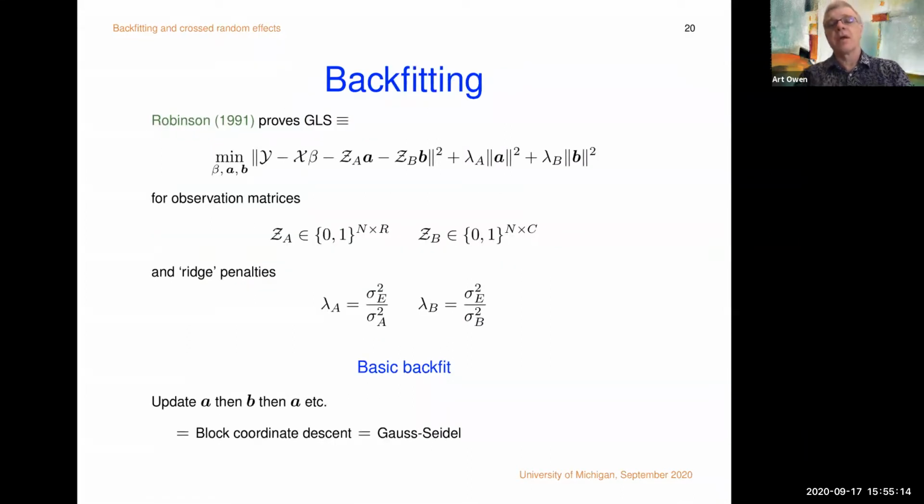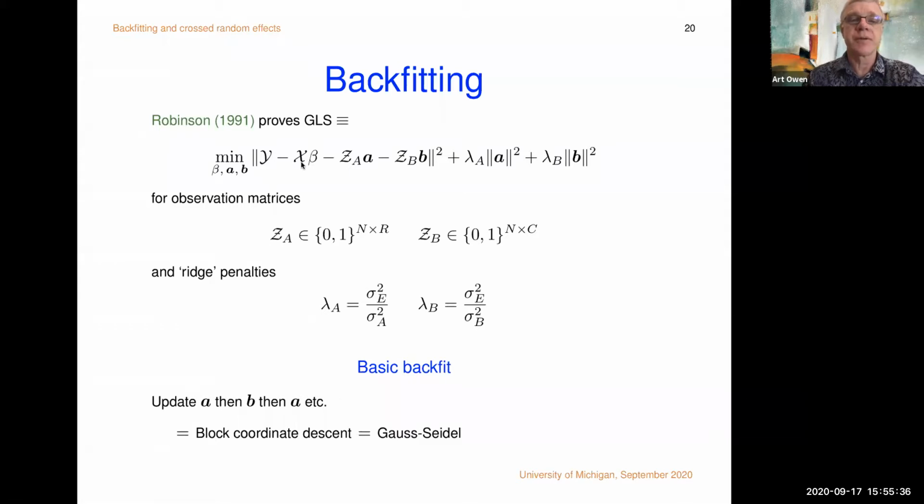Okay, well, when Caitlin was presenting this one time, Trevor said you should just use backfitting. We thought we were because we alternated between estimating beta and sigma, but he had something else in mind. And there's this result by Robinson. If you're going to do generalized least squares, the solution is obtained by minimizing this regression.